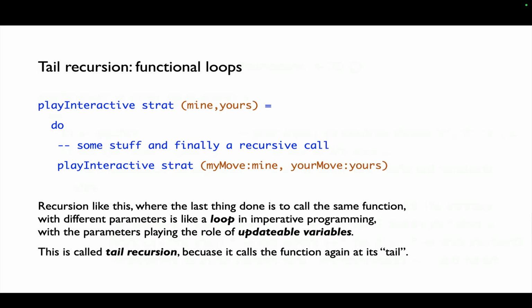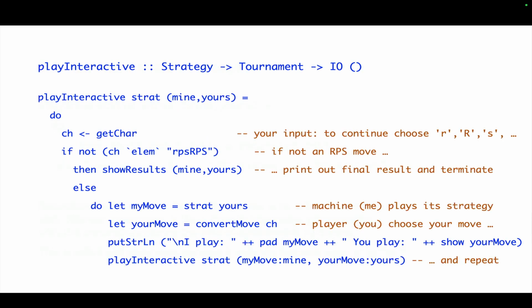So there we have it. We have our playInteractive, and in order to play interactively, we call that with a strategy. You could call it with random, or one of the other strategies we talked about earlier. And it has to start with a tournament, and the one we start with is the empty tournament, and that will play until the external user, the U, puts in a character which is not one of r, p, s or R, capital P, capital S.